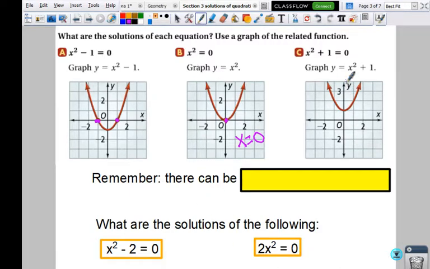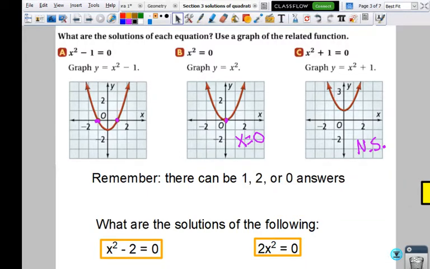And then on part C here, this is x squared plus 1. Does this graph ever cross the x-axis? No. So on this, I say there is no solution. I usually just go NS for no solution because I'm lazy. So keep in mind, as you answer these, you're going to have one of three situations. There is either going to be 1, 2, or 0 answers. So this first one was x equals negative 1 and 1. This one in the middle is just x equals 0. And the last one is no solution. 0 answers means there's no solution.